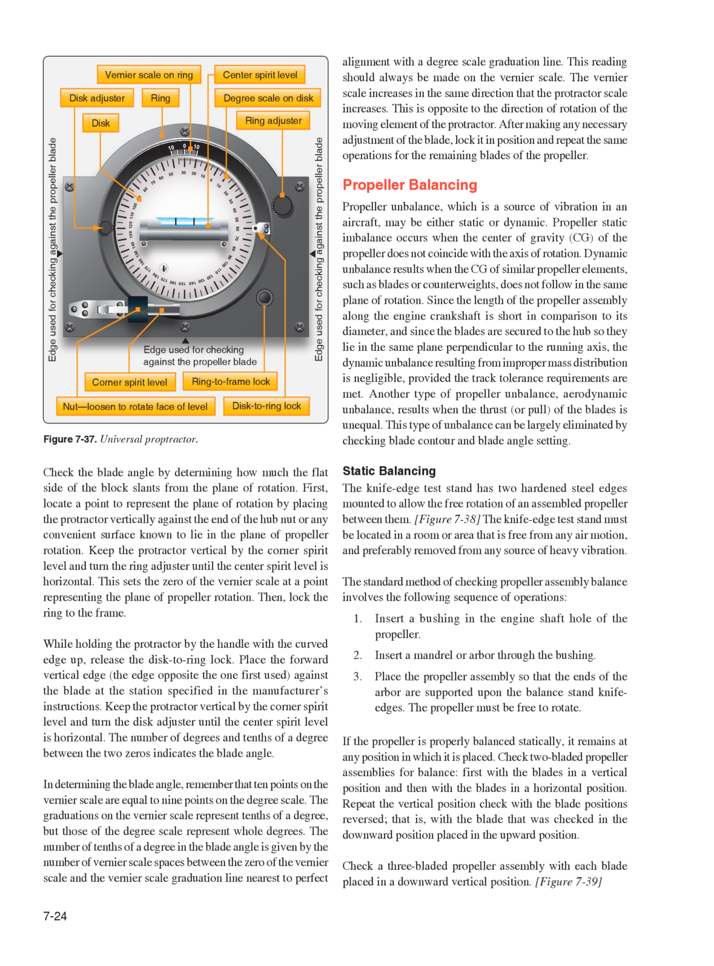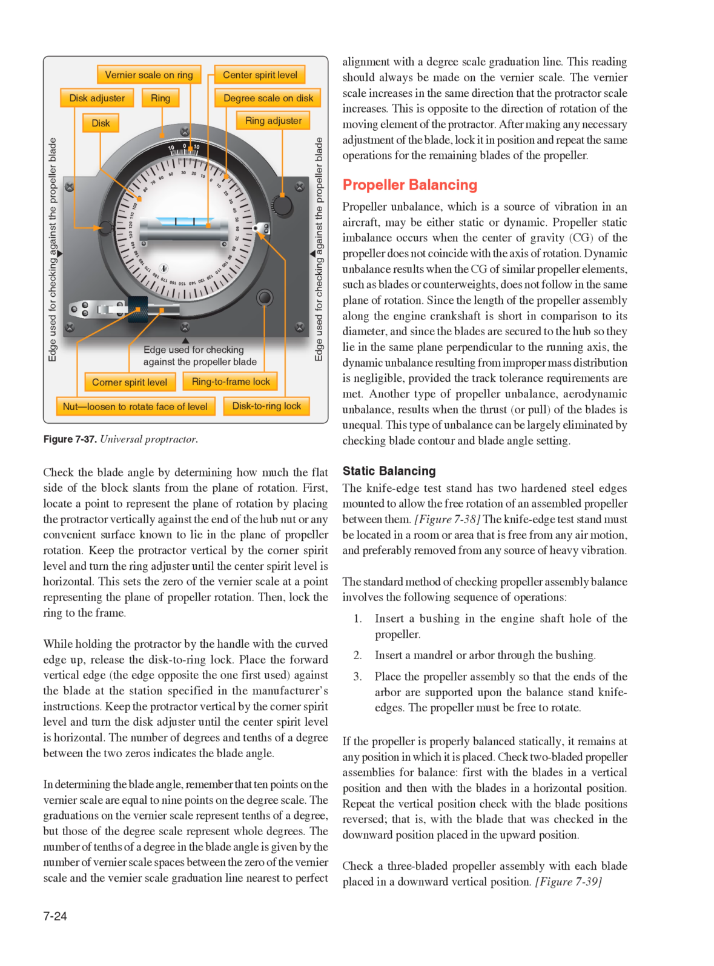angle. In determining the blade angle, remember that 10 points on the vernier scale are equal to 9 points on the degree scale. The graduations on the vernier scale represent tenths of a degree, but those of the degree scale represent whole degrees. The number of tenths of a degree in the blade angle is given by the number of vernier scale spaces between the zero of the vernier scale and the vernier scale graduation line nearest to perfect alignment with the degree scale graduation line. This reading should always be made on the vernier scale.